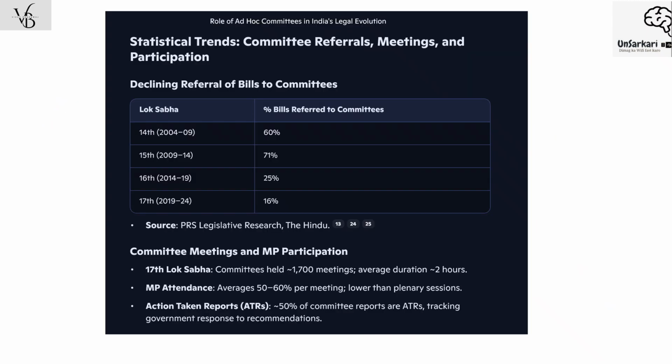So when we see the statistical trends, that is committee referrals and meetings, you can always write in a critically examine thing, and while you are winding up your answer, that the bills referred to committees are down to 16% from the 14th Lok Sabha when it was 60%. That means in 17th Lok Sabha, committees held more than 1700 meetings and average duration was around 2 hours. MP attendance 50 to 60% per meeting, lower than plenary sessions, and action taken reports around 50%. So this is what you can write in your answer and you can always put it in a very objective way.